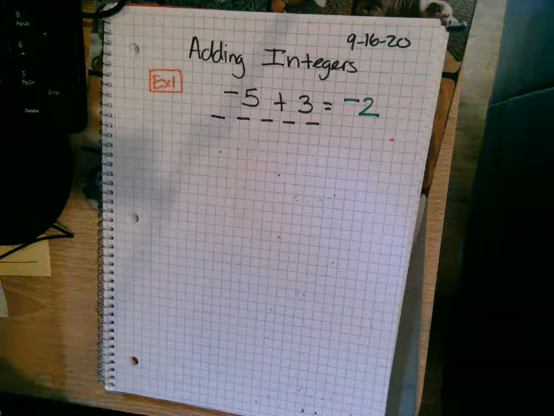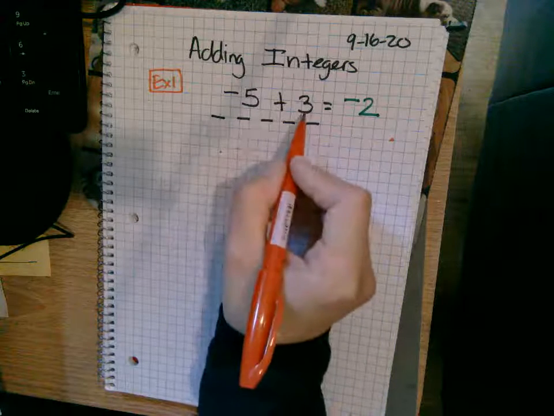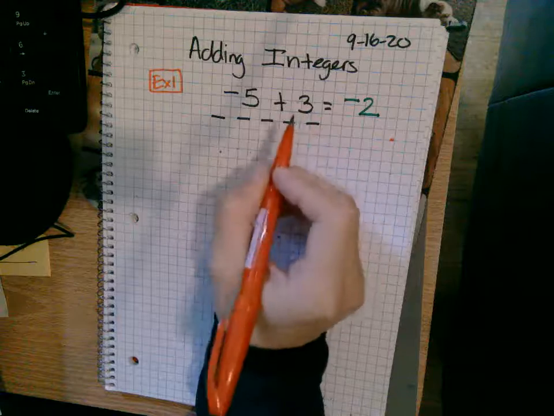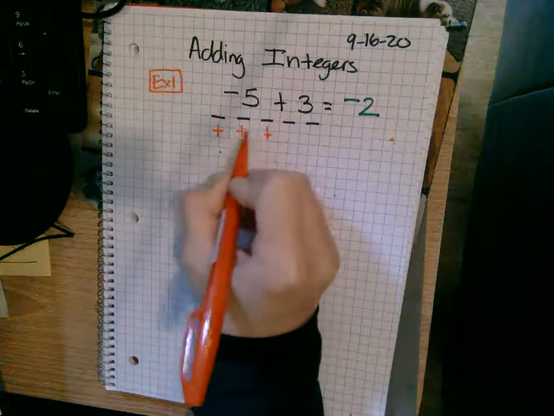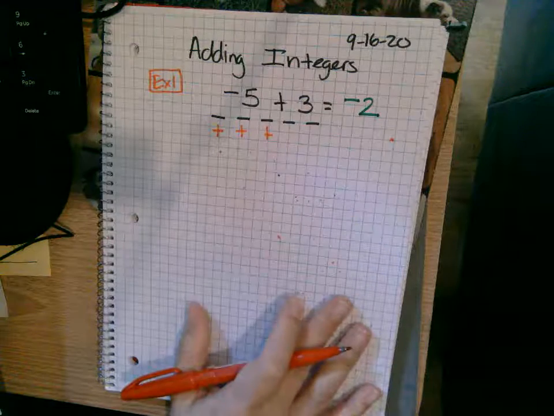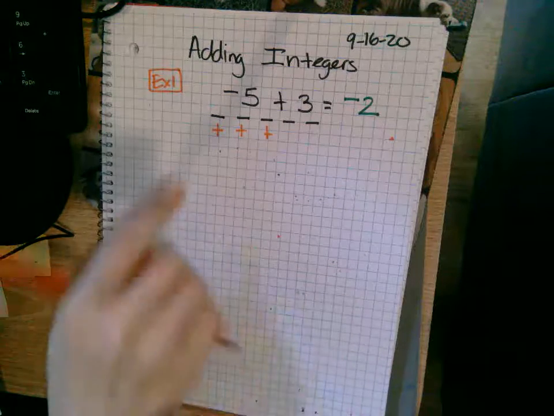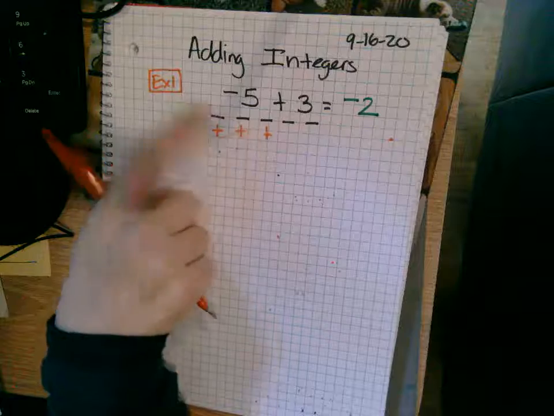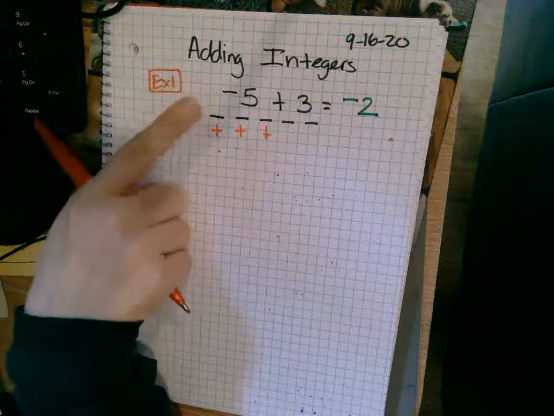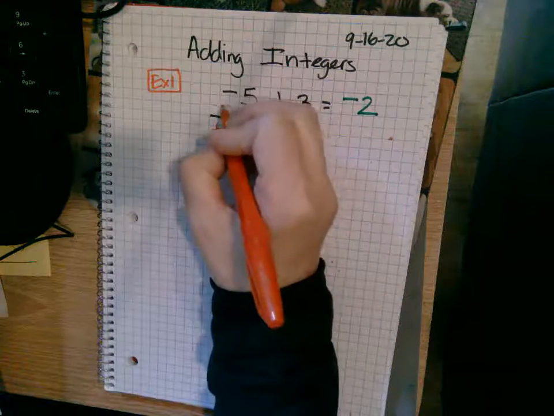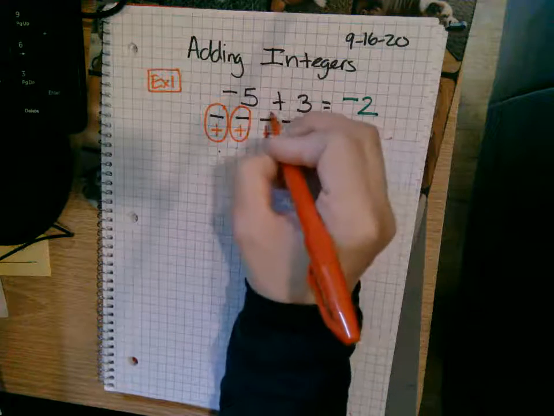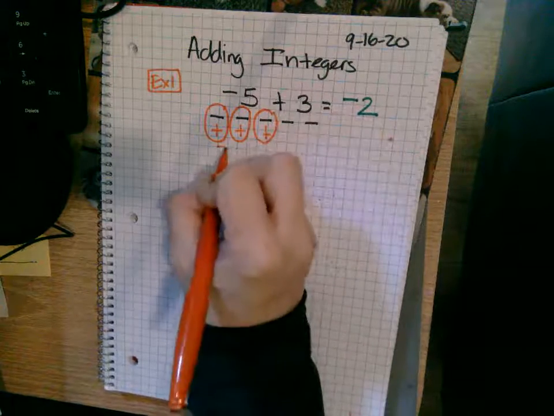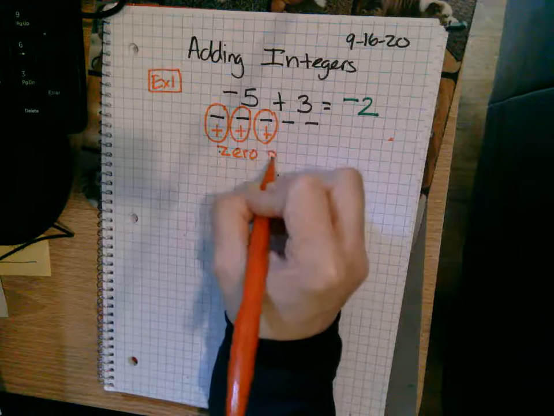So if the signs are different, I'm going to write it underneath. So I'm going to draw 3 positive tiles right underneath. You see how they kind of line up? And when I have a pair, one is negative, one is positive, I circle it. When I have a pair, that is called a 0 pair.